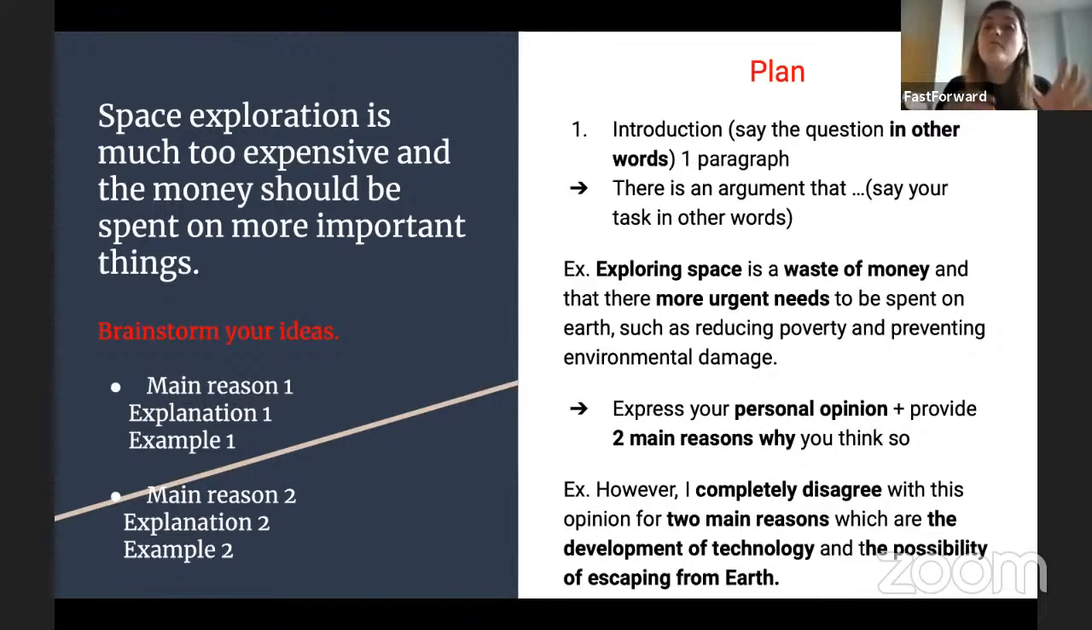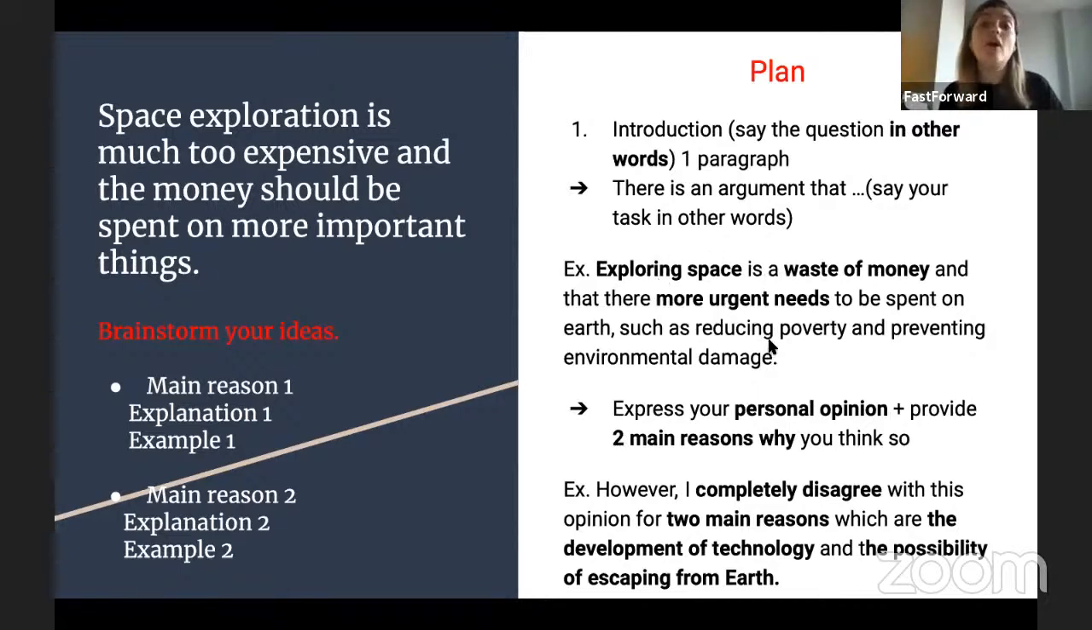and that there are more urgent needs to be spent on Earth, right? That's exactly the idea you can see in your prompt. In your prompt, it says that it's much too expensive and the money should be spent on more important things. That's what I'm saying. I'm saying that it's a waste of money because there are other more important things, right? So I'm just paraphrasing it with different vocabulary, "waste of money," "urgent needs," and I'm also trying to show that I know some other language structures, for example, the -ing structure instead of the noun "exploration," okay? So that's basically the way you can paraphrase it.